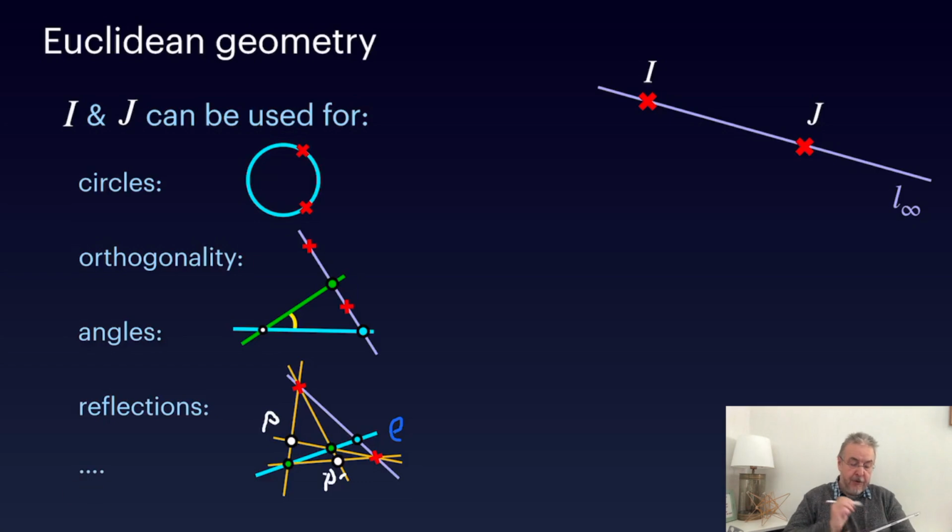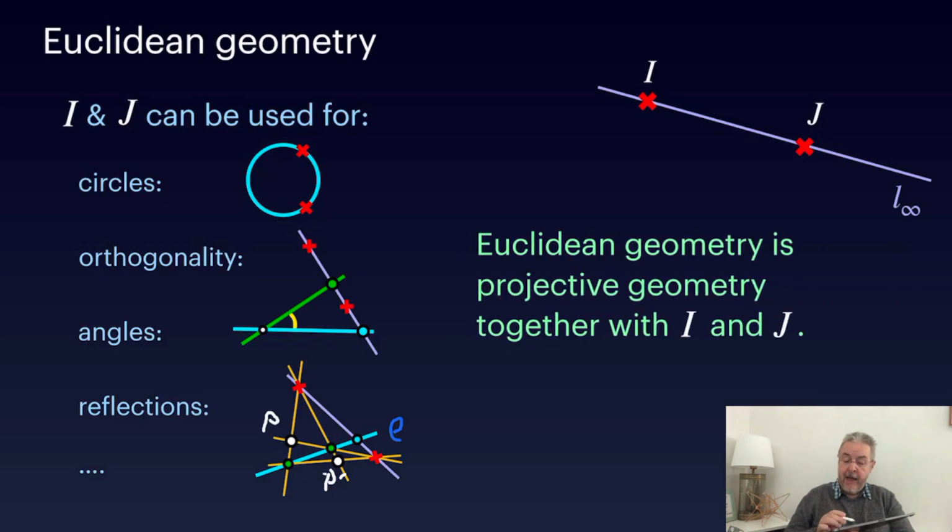Here I put a few dots. This story continues and is extremely exciting. So you could say Euclidean geometry is projective geometry together with I and J. And from there we will embark to more general properties where we say, well, da-da-da geometry, da-da-da may be hyperbolic, spheric, relativistic, or other things, is projective geometry together with a certain conic.